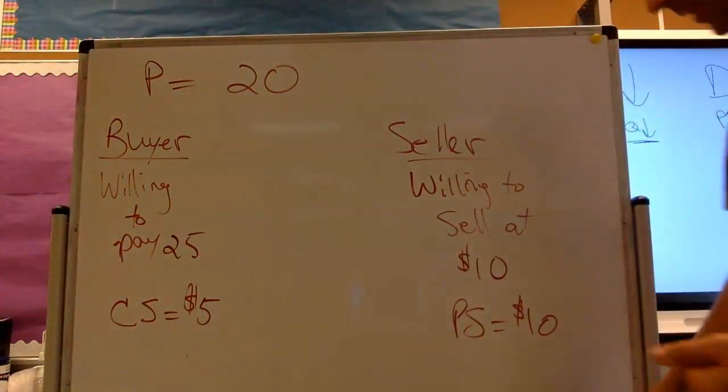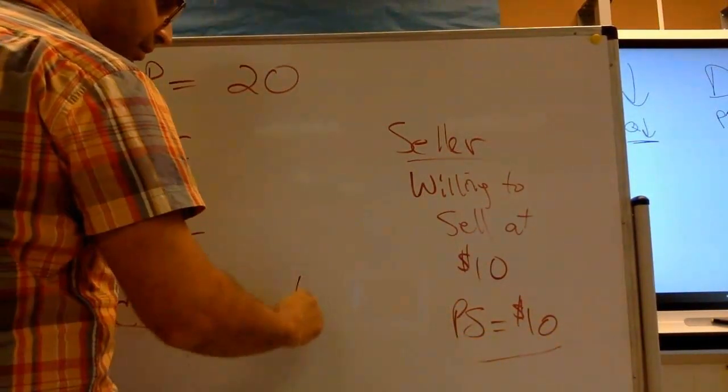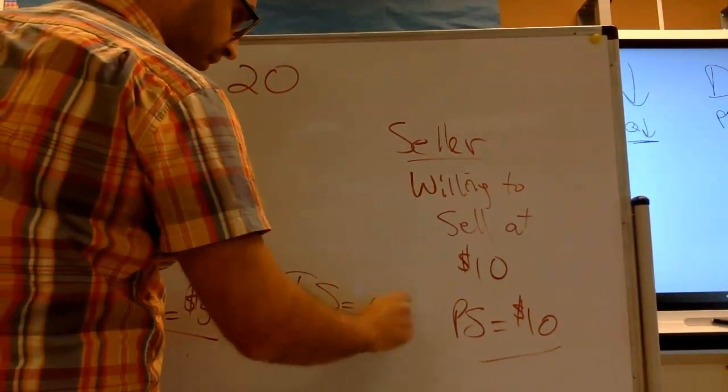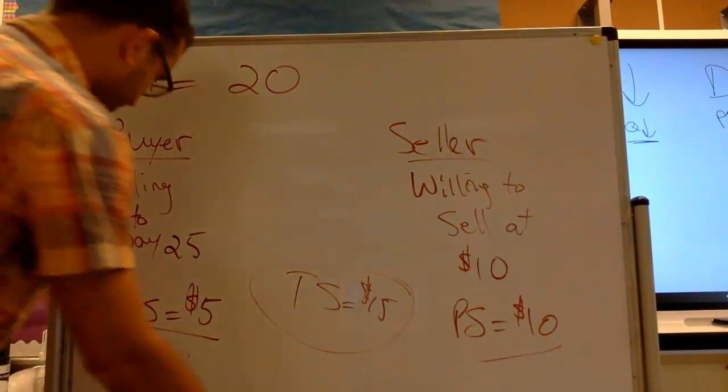The total surplus is just the addition of the consumer surplus plus the producer surplus. So the total surplus would be 15. Okay? So what does that look like on a graph? Well, here's an example.